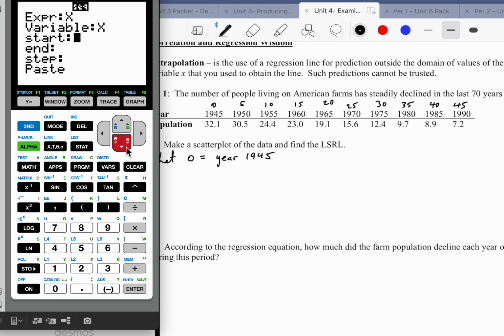What did you click right before this? Second stat, ops 5. Okay. All right, so 0 to 45 by 5s.